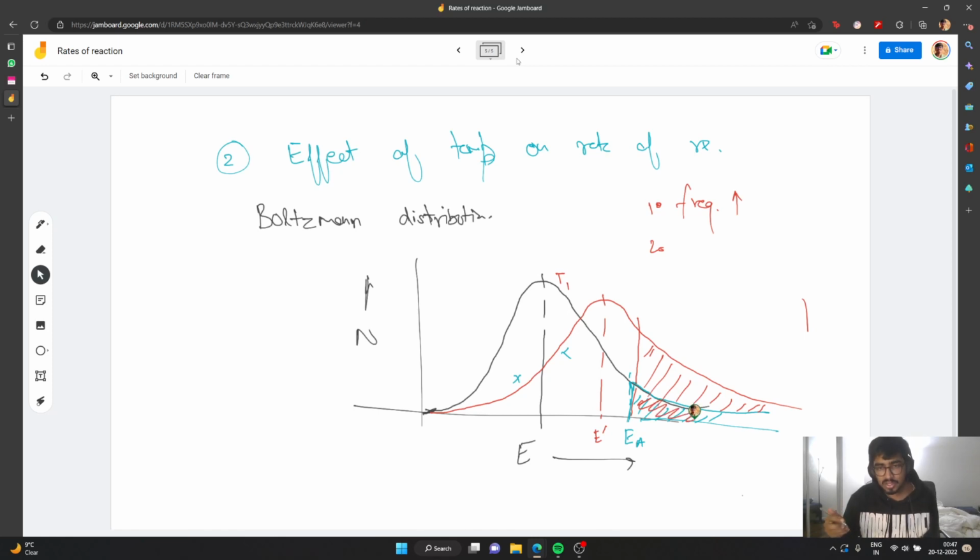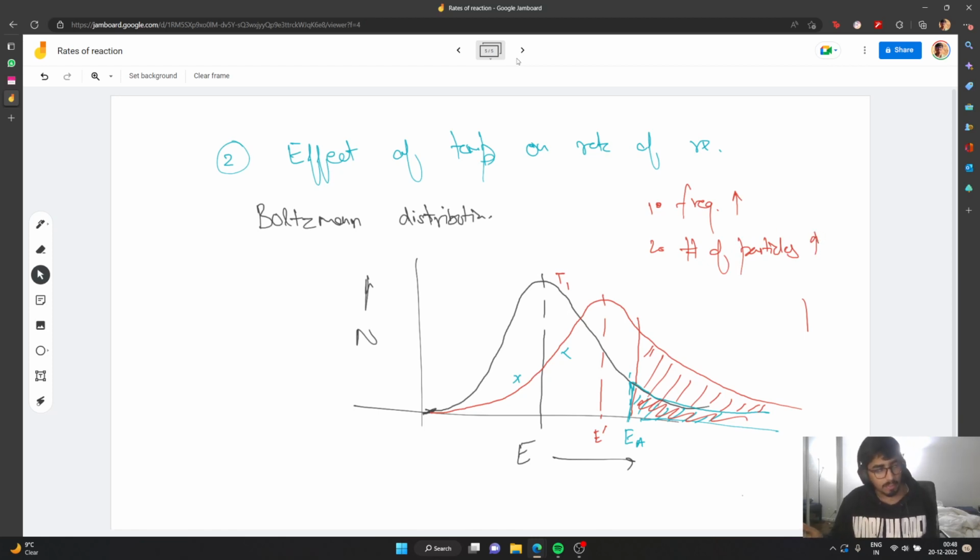And now you have additionally this blue plus red area that is also there. So the number of particles has also increased. So it's not just frequency in terms of, oh, they are moving faster. Yes, these blue particles are moving faster, but additionally there are also these red particles that have come in, which can also now do this thing. So the number of particles has also increased because of Boltzmann distribution.